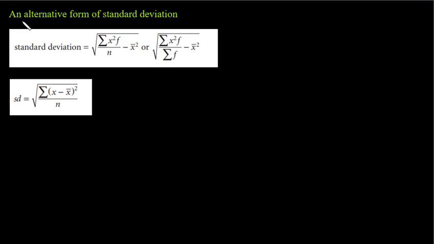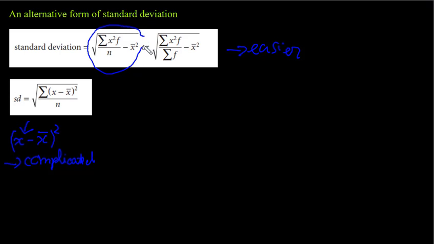So now we will look at an alternative form of standard deviation. If we have to take x values, minus the mean, and then square them, it's really complicated and wastes time. It's really hard to take x values and do this. So we have an alternative form which is easier to use.